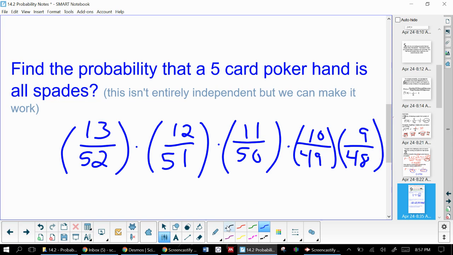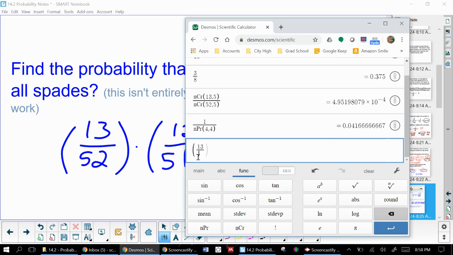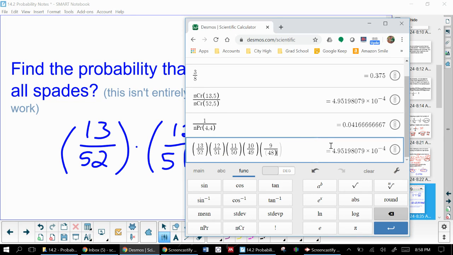And so if I go to Desmos and calculate that out, 13 out of 52 times 12 out of 51 times 11 out of 50 times 10 out of 49 times 9 out of 48, you're going to see something here.